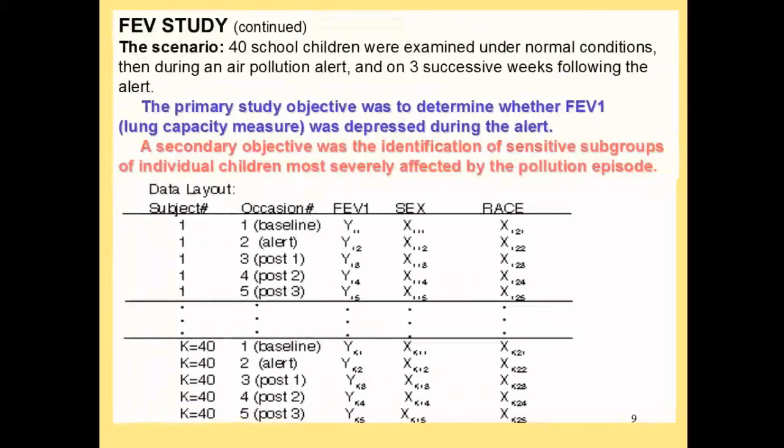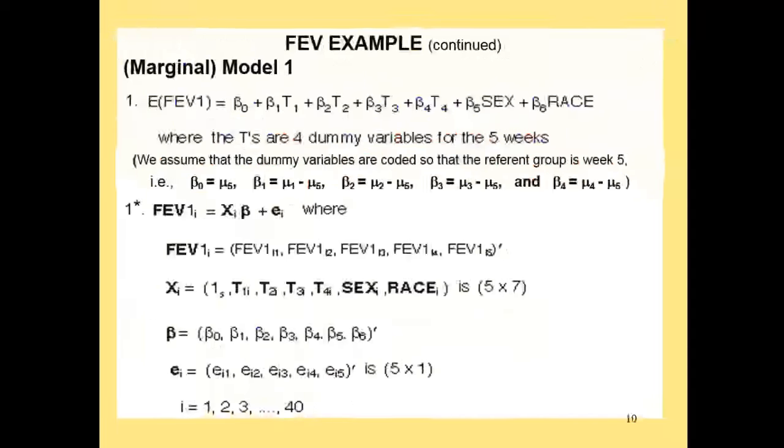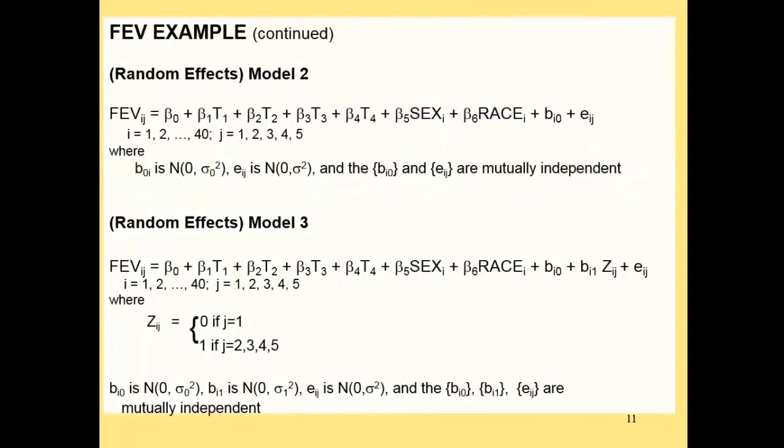And for your reference, the red question was, a secondary objective was the identification of sensitive subgroups of individual children most severely affected by the pollution episode. So, multiple choice. Which of these models helps us answer that red question? Model 2, Model 3, either one, or neither of them?